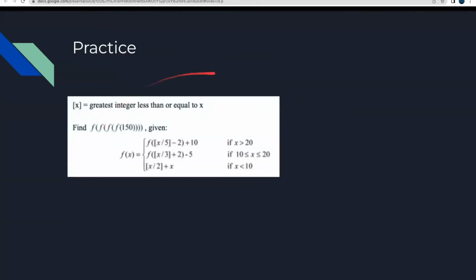Oh, more practice. So this time we have a kind of function operator defined here. It's going to say brackets x is equal to the greatest integer less than or equal to x. Essentially what it's saying is this is the floor of x. So if you had 5.5, and you have brackets 5.5, this will be equal to 5. Just chop off the decimal point.